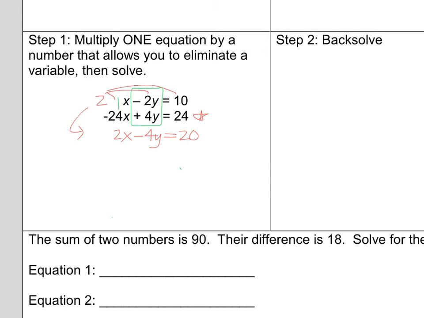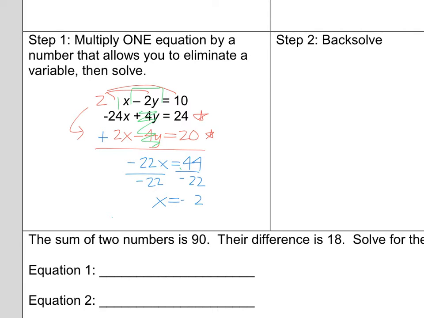And from here, I can go ahead and add the two equations to see if I can now cancel out the variable. If I focus on the start equation and then this new equation that I got, the y's will cancel out, and I'll get negative 24x plus 2x is negative 22x, and I'll get 24 plus 20 is 44, and I'll need to divide by negative 22, and I'll get x equals negative 2.